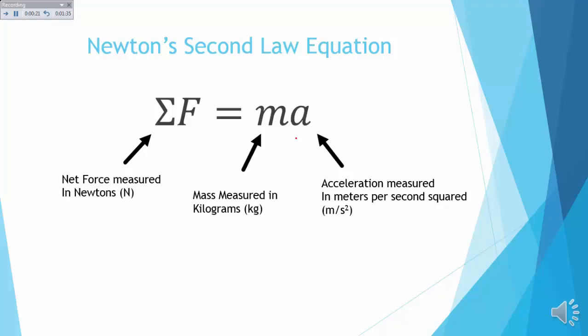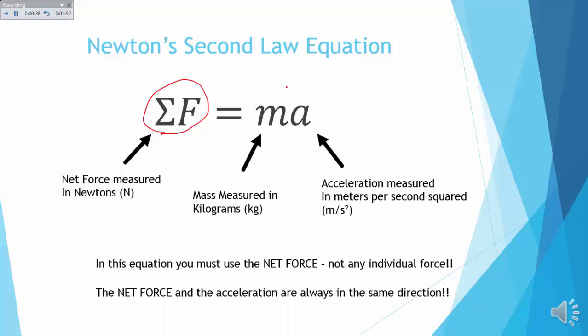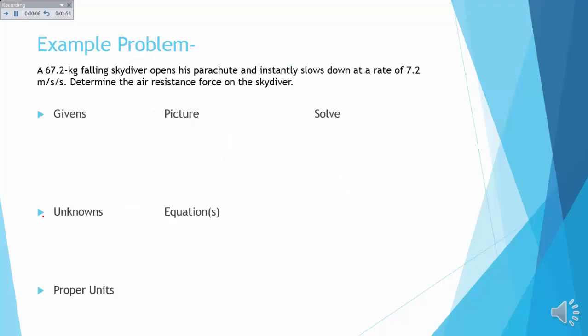Two things to keep in mind with this equation is that the net force is what you must use. Sigma F is the net force, not any individual force. So whenever you're using this equation, you must keep in mind that the net force is equal to the mass times the acceleration. The next item you must keep in mind is that the net force and the acceleration are always in the same direction. If I have a net force to the right, the object is going to accelerate to the right as a result. So let's use what we learned in order to solve this problem, which is listed here.